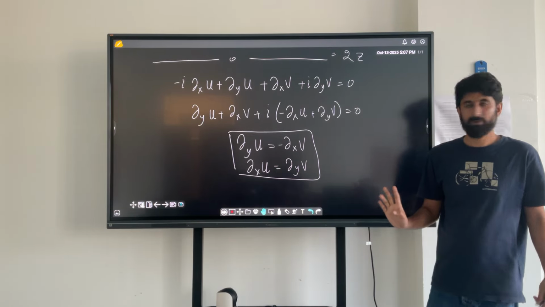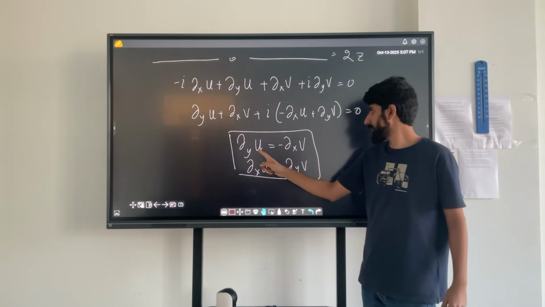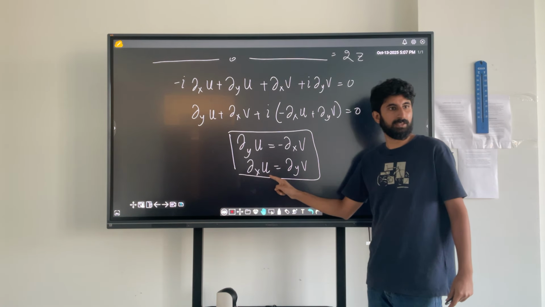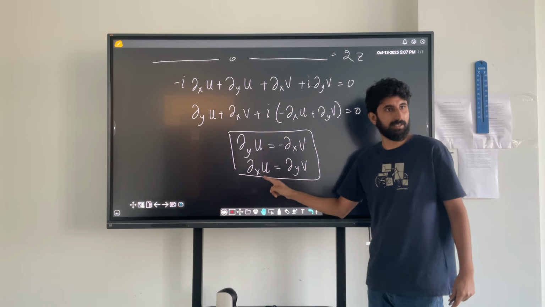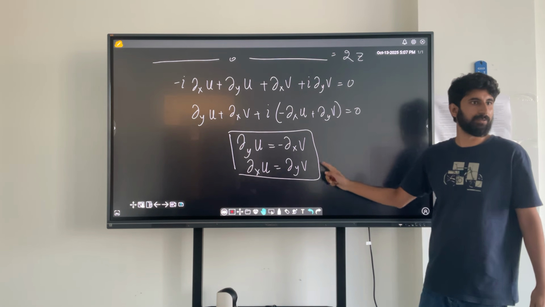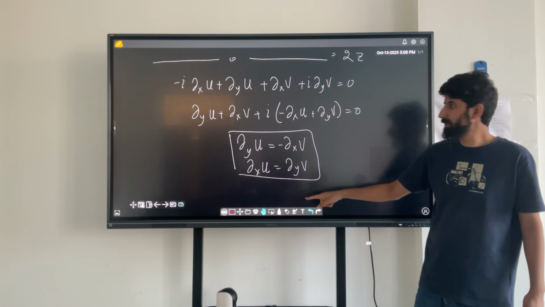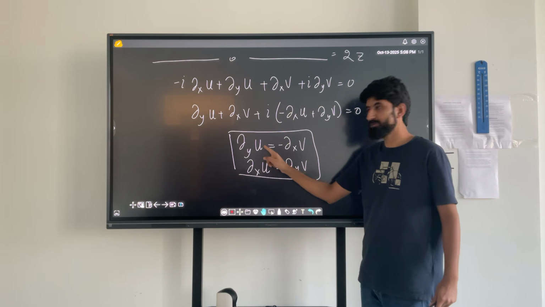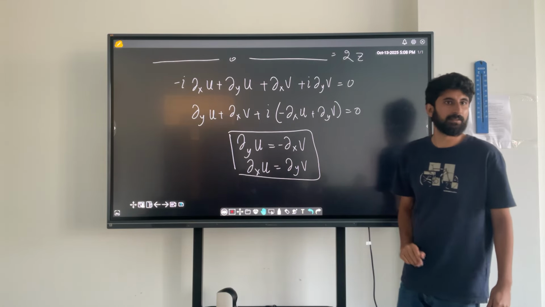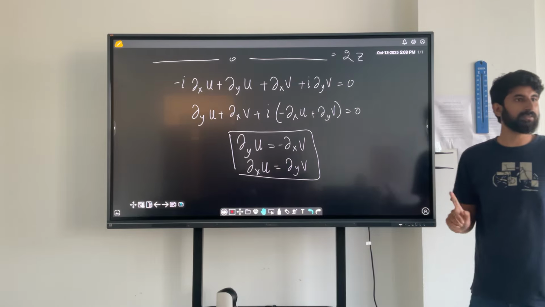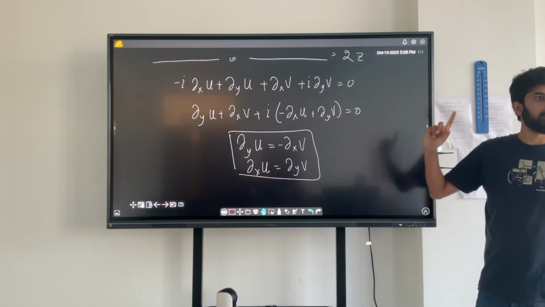But the real part of the function, the real part of z, say the partial x of u, is the same as the partial y of the imaginary part, right? After the cross there is a negative sign. Partial y of u is equal to minus x. What is the consequence if these two are true?